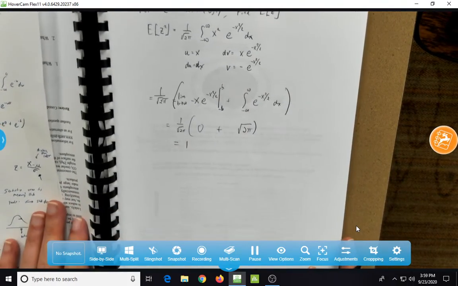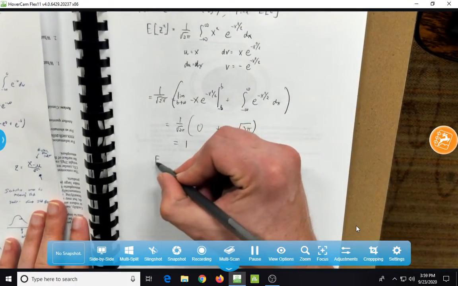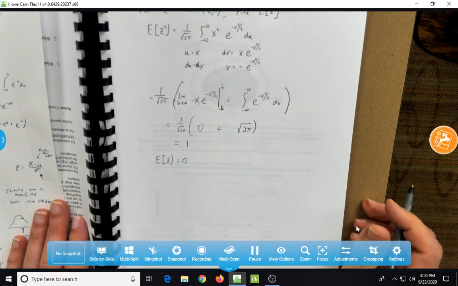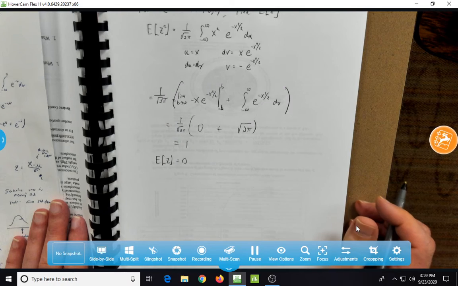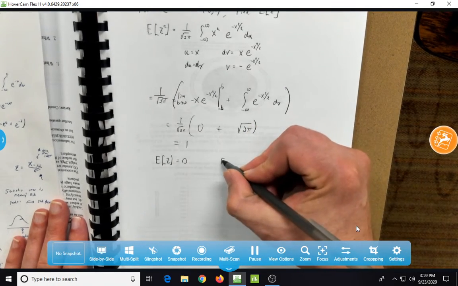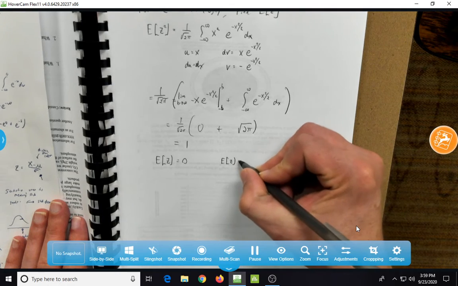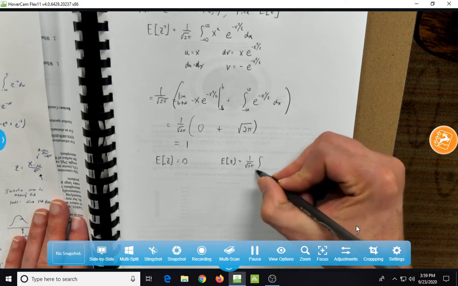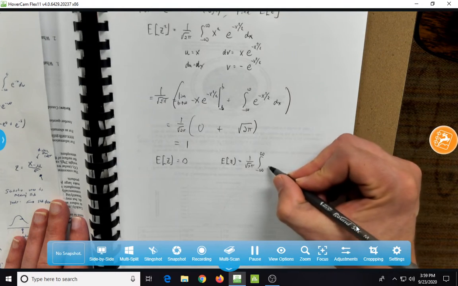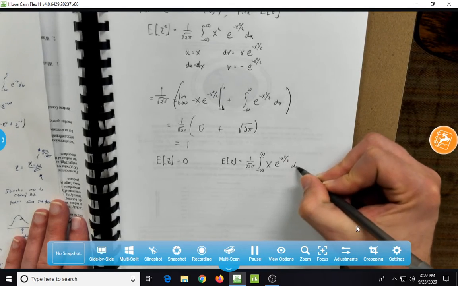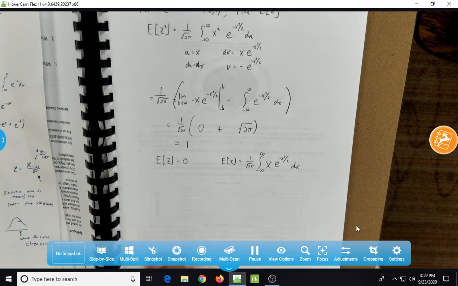Now, some other time we will show that the expected value of the mean is actually 0. One way that you could see that is that the expected value of Z would be 1 over square root of 2 pi times the integral of x e to the minus x squared over 2 dx. This is not necessarily a good proof, just sort of a heuristic for why that is.